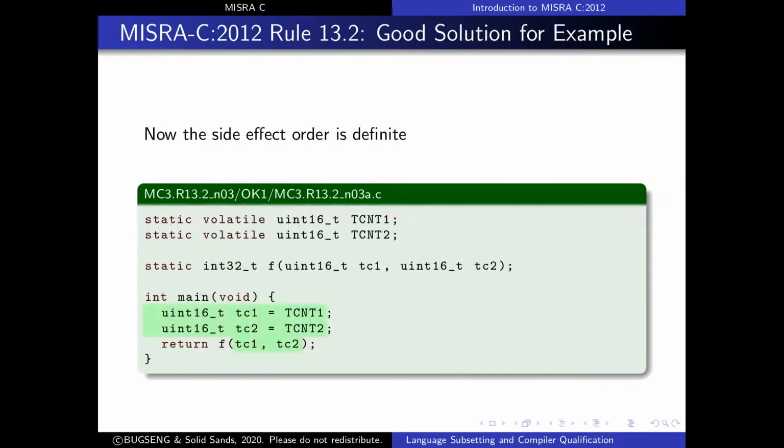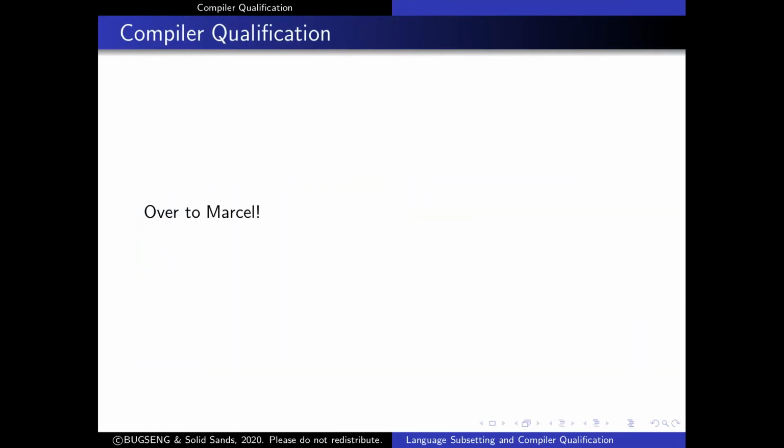So the proper way to comply with this guideline is to use a temporary variable, so that here you see we have sequence points. These semicolons are sequence points. This way we have forced the order of execution of the side effects connected to the reading of the two volatile variables in the way we wanted. We want first the side effect associated with TCNT1, then the other. Okay? Okay, so over to Marcel for compiler qualification now.